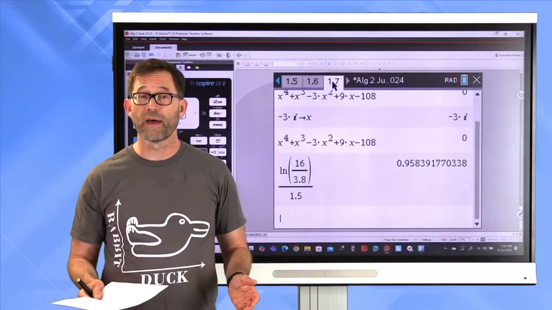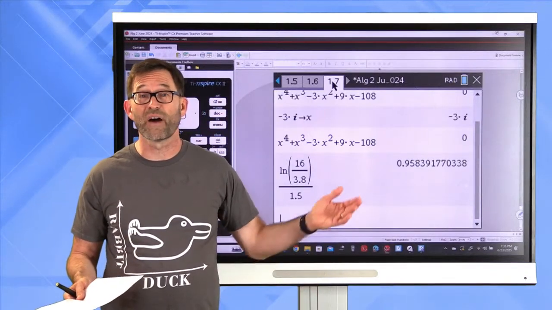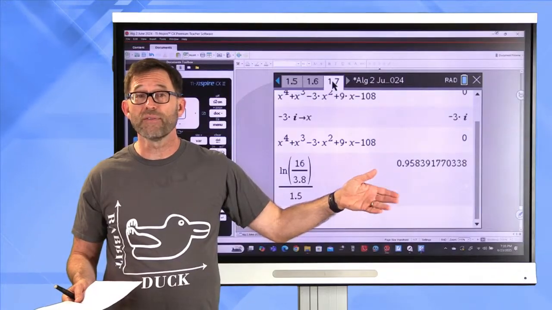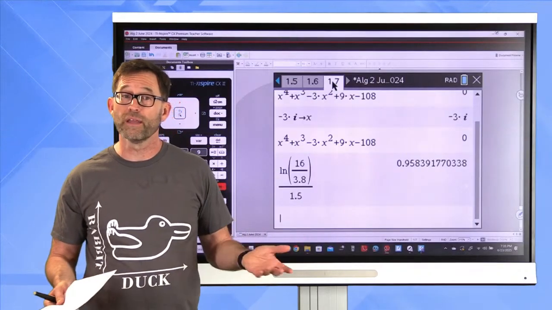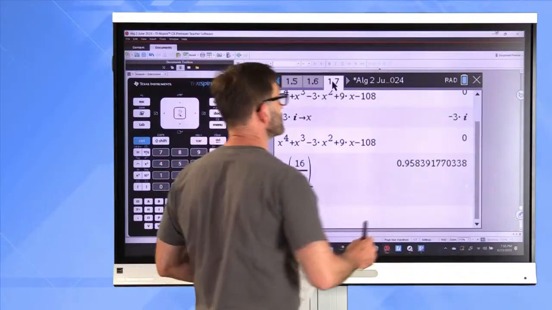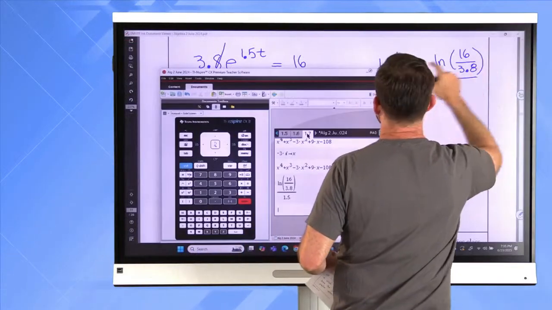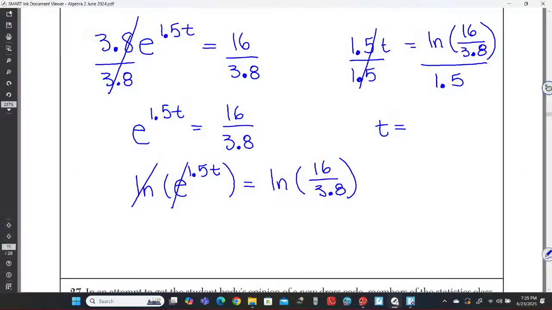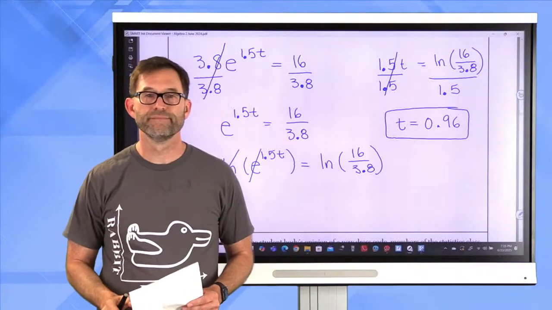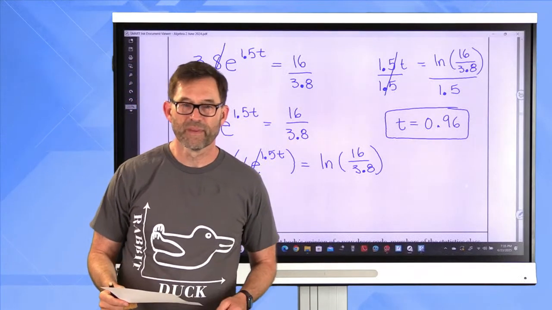We want to watch out for that, right? This is only 2 points. So if I round this to the nearest tenth or the nearest thousandth, I'm going to lose a point, which is, of course, a bit unfortunate. All right, so I simply get 0.96. And that's that.